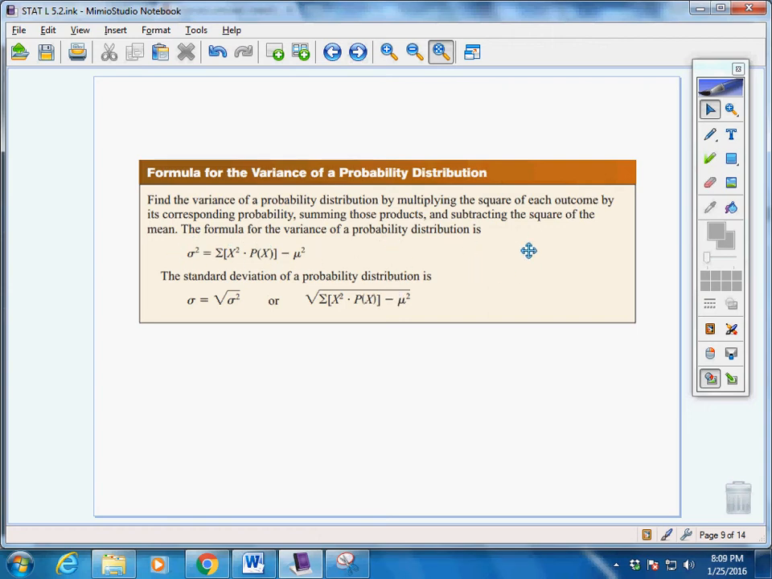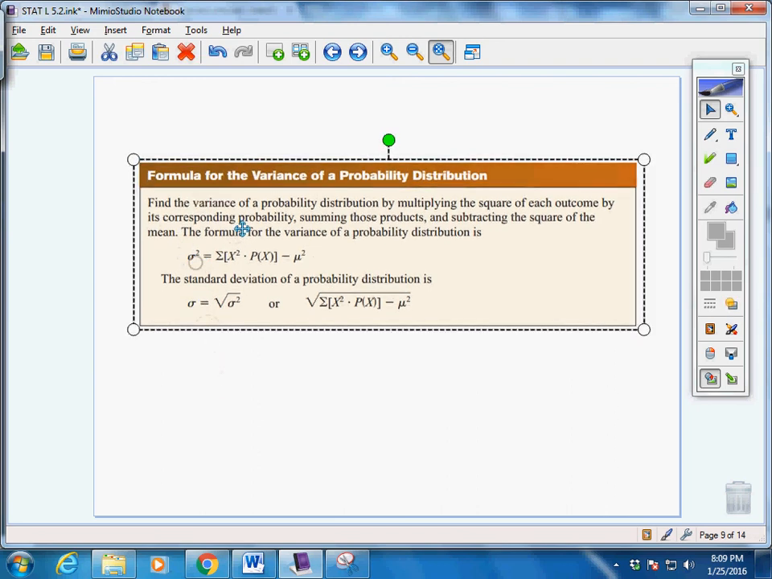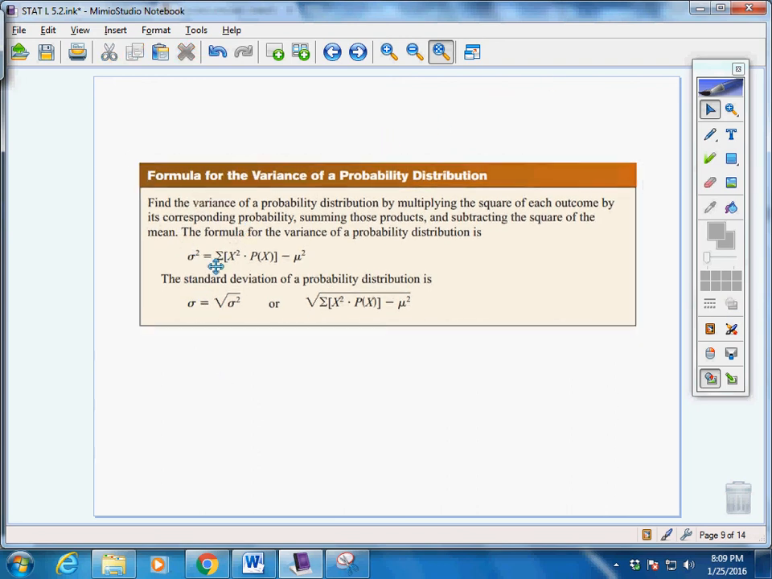To find the variance of a probability distribution, we're going to multiply the square of each outcome times the probability, sum those up, and then subtract the mean squared. So again, to find the variance, we're going to square our values times our probabilities, add that all up, and then subtract the square of our mean. We're still going to have to find the mean. If we can get there, the standard deviation is pretty easy. We're just going to take the square root of whatever our variance is. It'll hopefully make more sense when we try an example.